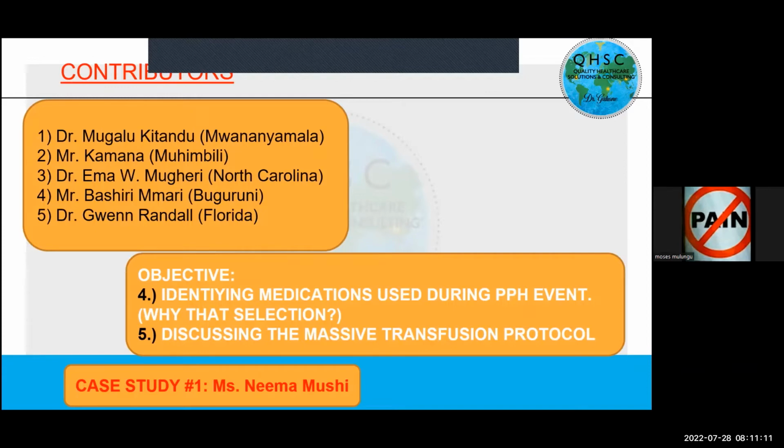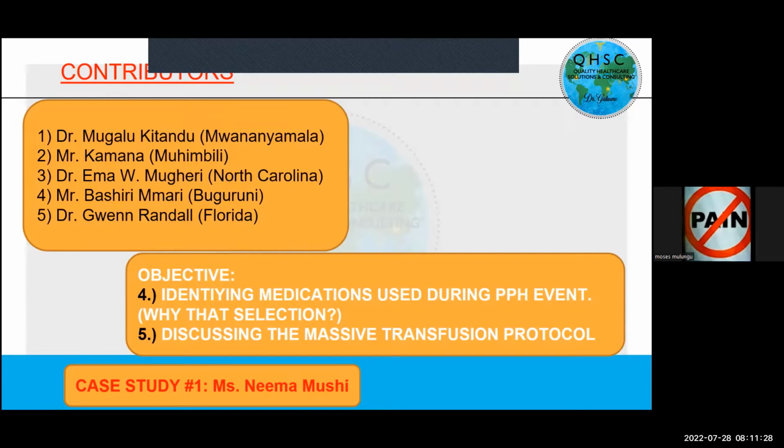In the past, we used to give ergometrine. You remember, this is a very old drug. It's known as ergometrine. But because of the side effects, we are no longer using ergometrine.